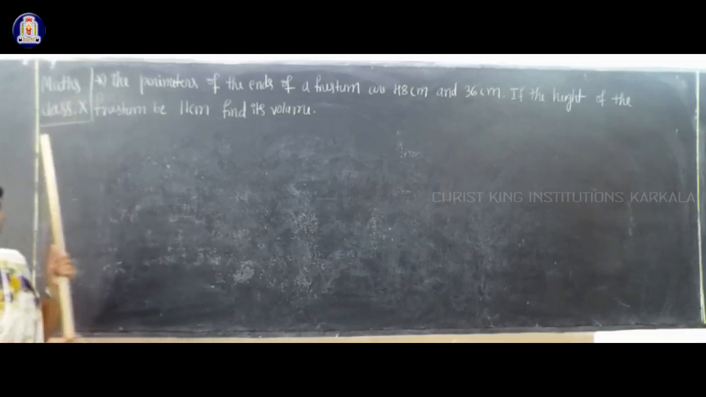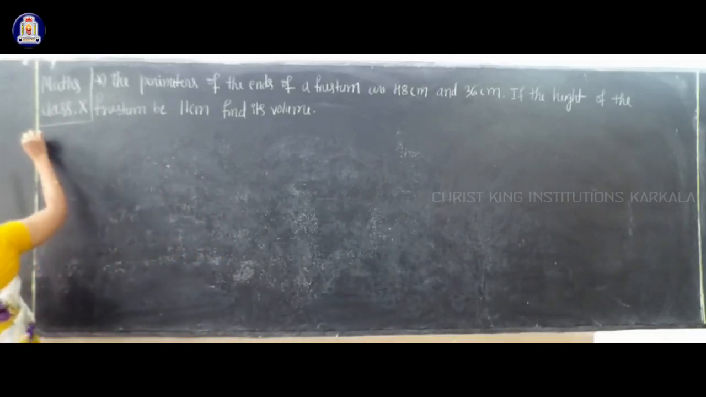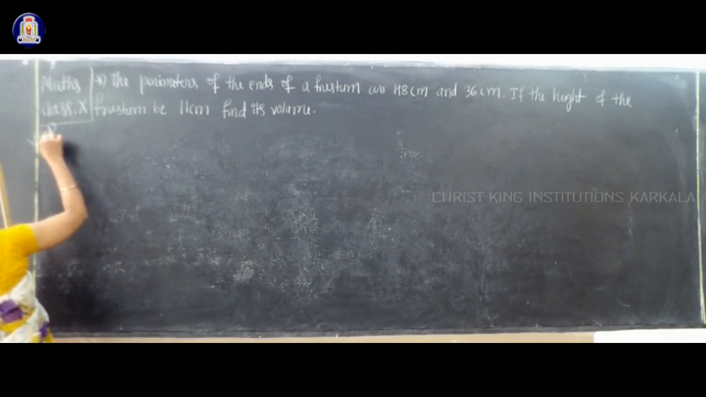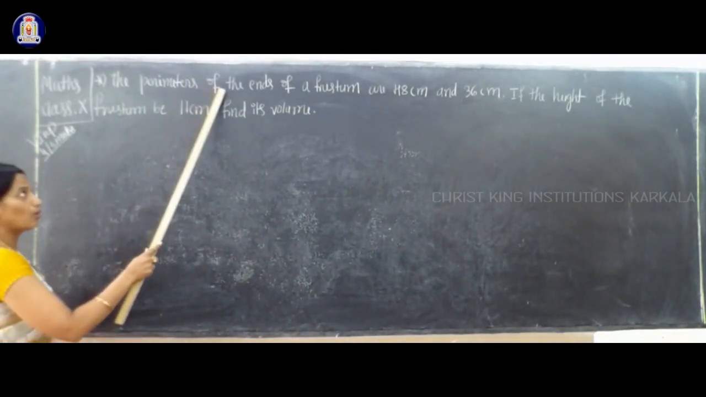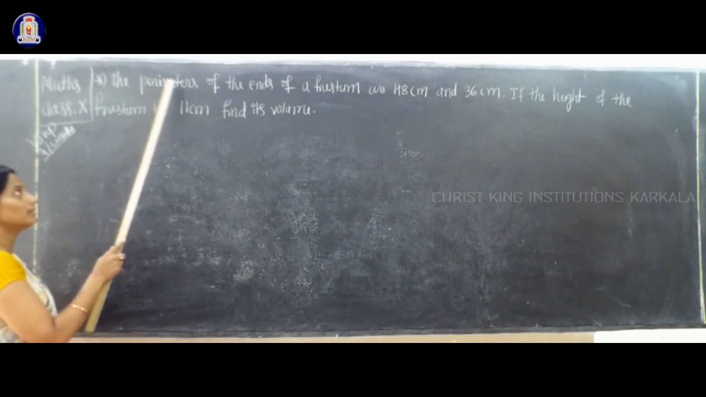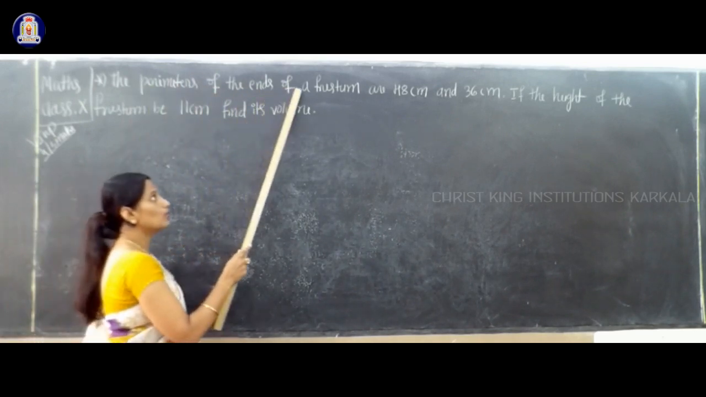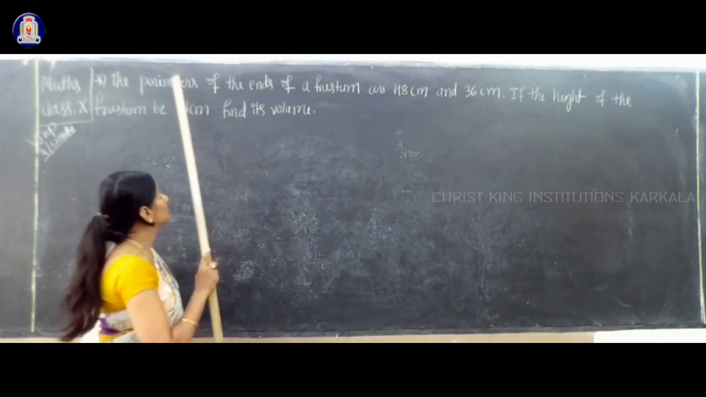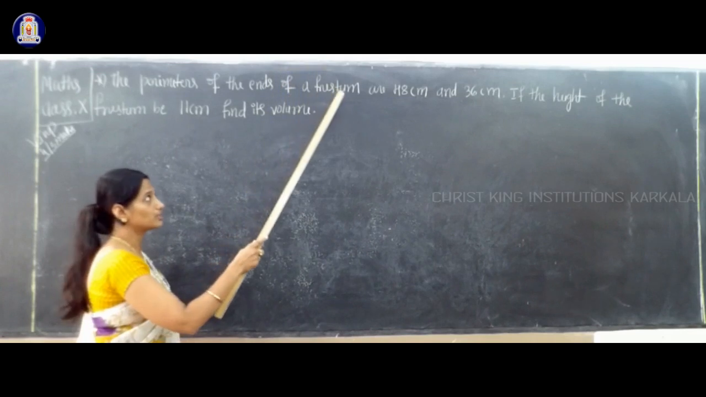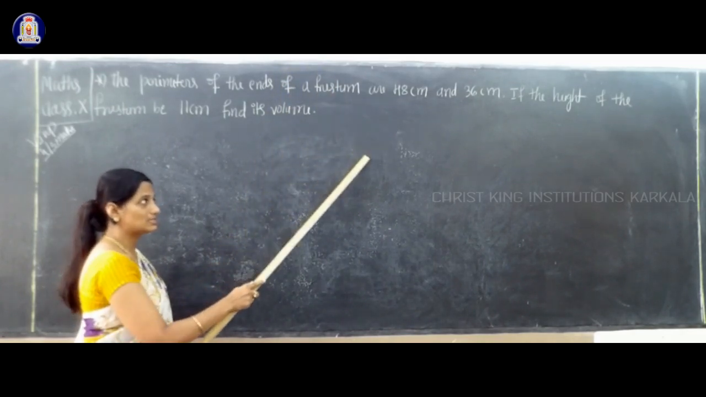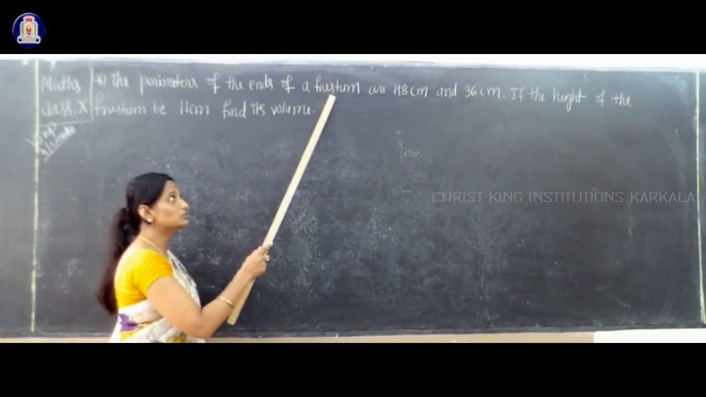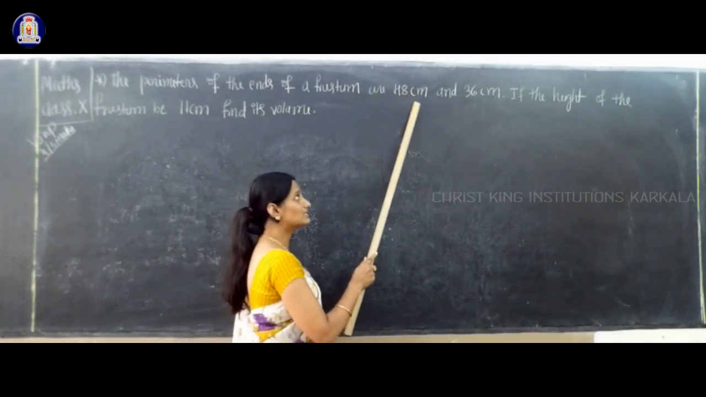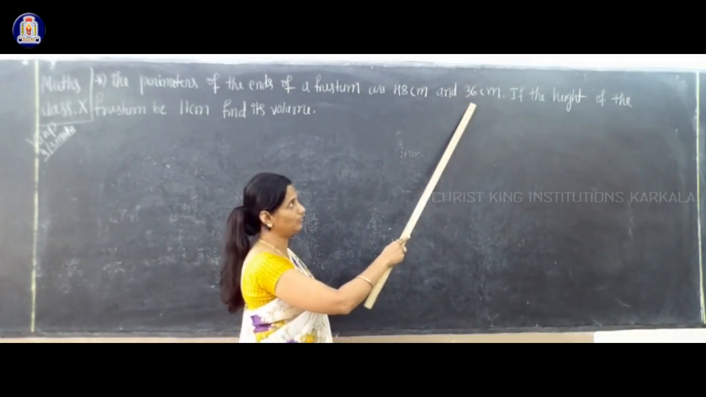This is a very important question for 4-5 marks. So what is the question? The perimeters of the ends of a frustum are given. Frustum means this is the shape, and there are two circular bases, correct? The perimeters of the ends of the frustum are 48 centimeter and 36 centimeter.